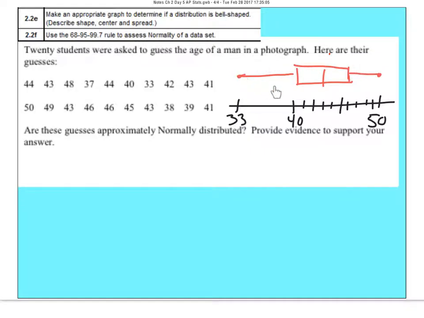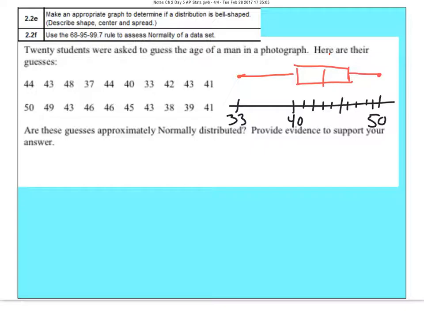Now based on this shape, it looks somewhat symmetric. It might be slightly skewed to the left a little bit, but maybe not too much. So based on the graph, I'm not exactly sure. Again, somewhat symmetric. So that's basically what we did for learning objective E here. Say it's somewhat symmetric, maybe slightly skewed to the left. The center is going to be somewhere in here, and we can see the range in our spread.